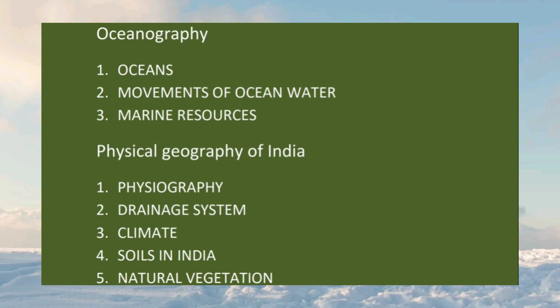So now comes the final topics, that is soils in India and natural vegetation. Under this we read about the classification of soil, soil conservation, soil degradation, types of forest, their cover in India, and forest conservation. All this can be read from NCERTs.